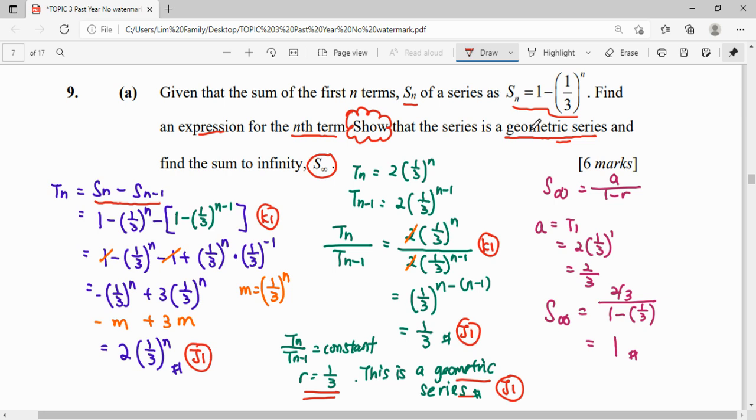And then finally, we find our sum to infinity, where the answer is 1, by applying what we have before this. So there will be our 6 marks.